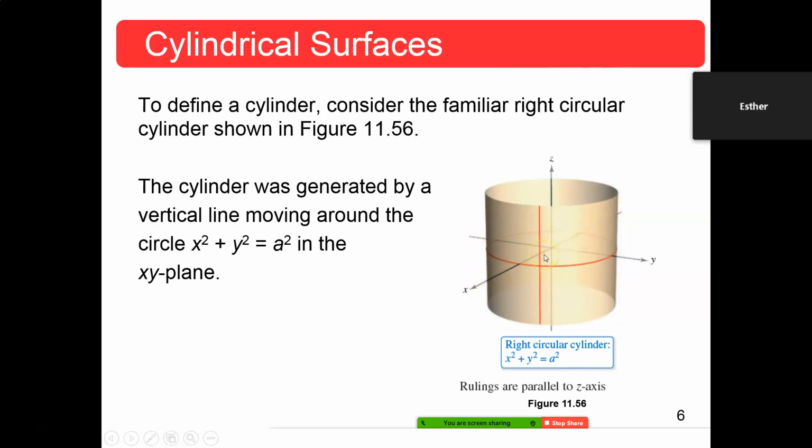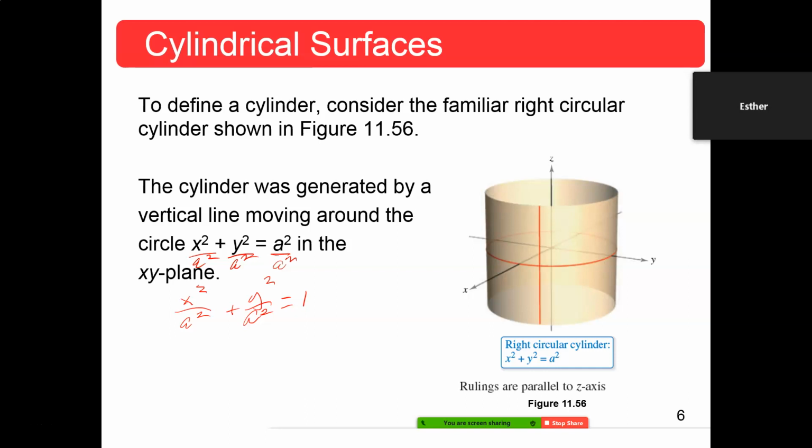Now again, I would rewrite that by dividing everything by a squared, and that would be x squared over a squared plus y squared over a squared is equal to 1. That's how I like to see them represent these basic equations, where a is the radius of that circle in the xy plane, centered at the origin, which means the z-axis. That's a right circular cylinder.